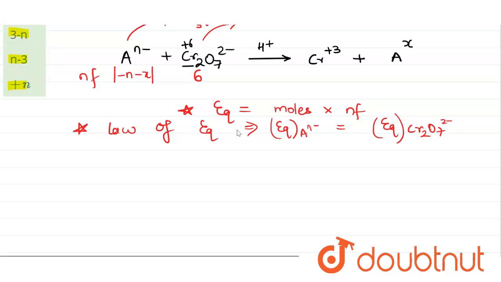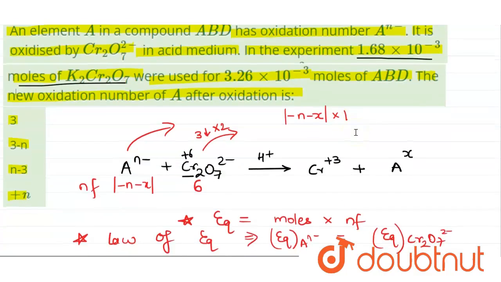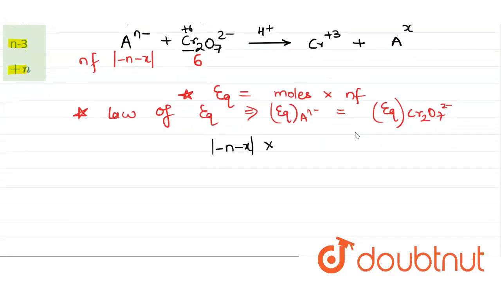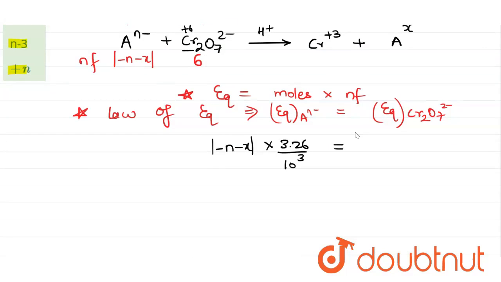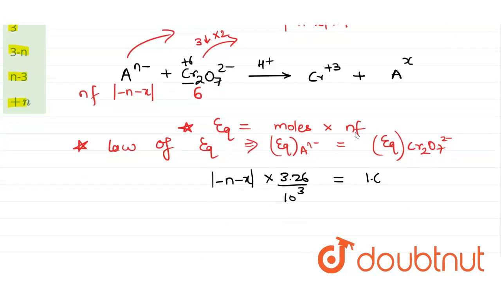Now when we apply this law of equivalence, we get modulus of -n - x, this is the n factor, into moles. So we have been given 1.68 × 10^-3 moles of K2Cr2O7 and 3.26 × 10^-3 moles of ABD. So 3.26 × 10^-3 moles is equal to 1.68 × 10^-3 into the n factor over here, which is 6.